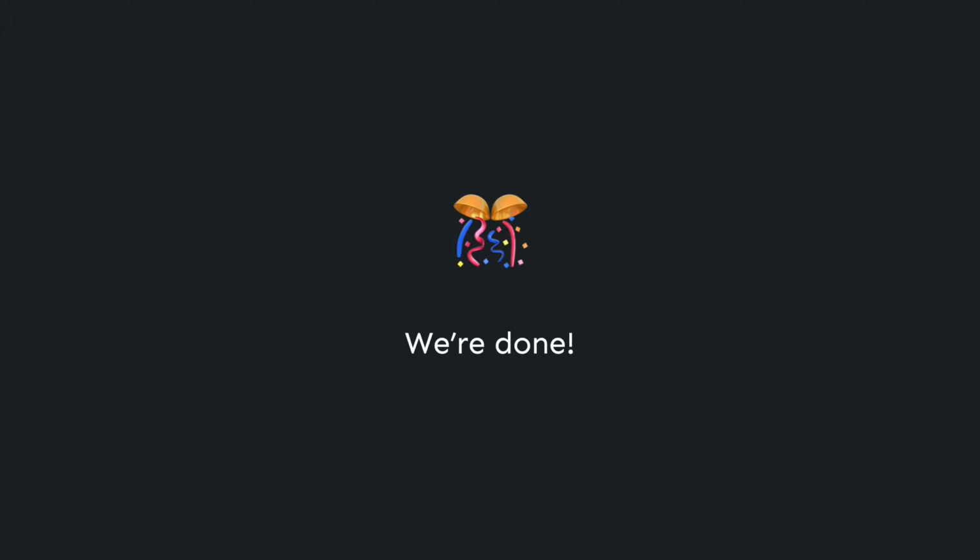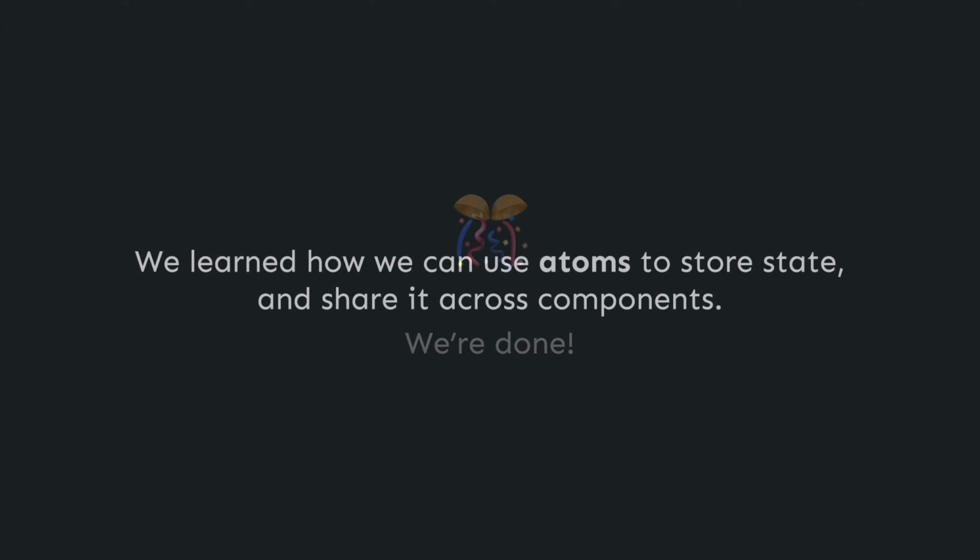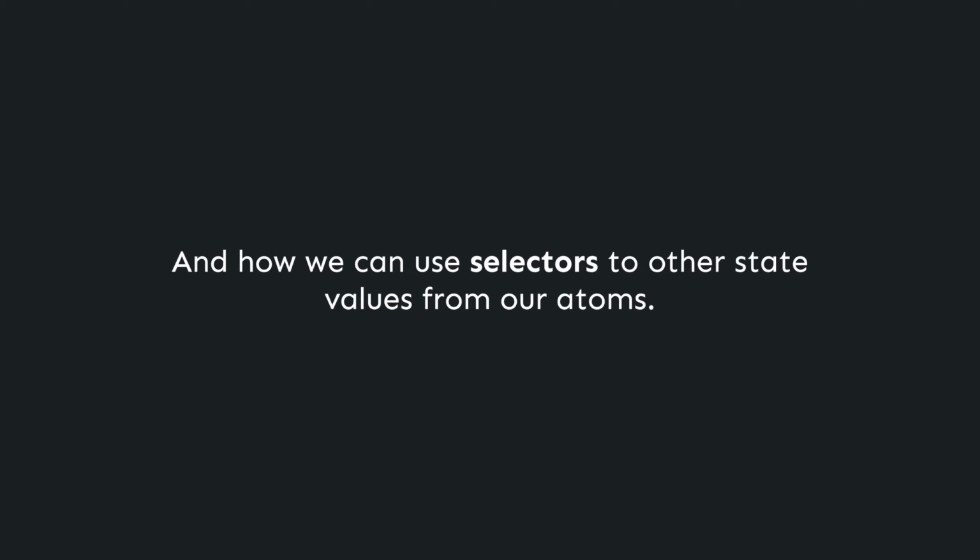I think Recoil's React-like feel and elegant simplicity, but still powerful features, make it a great contender to existing solutions. It is still experimental, but it'll hopefully be ready for us all to use in production real soon. So, in summary, we've learned how we can use Recoil's atoms to store state and share it across components, and how we can use selectors to derive other state values from our atoms.